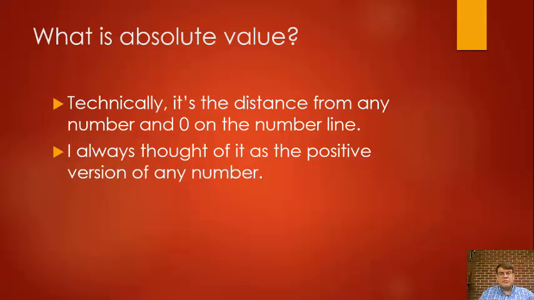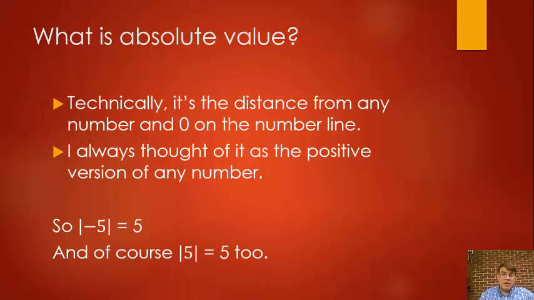So the positive version of 7 is 7, and the positive version of negative 7 is 7. It's just not that hard. So absolute value, I'm not sure that you should be losing any sleep over it. So the absolute value of negative 5 is 5. And you can see, if you don't remember, that the way that we symbolize absolute values is with two lines on either side of the thing that we're taking the absolute value of. And of course, the absolute value of 5 is 5 as well. So again, not really that hard.